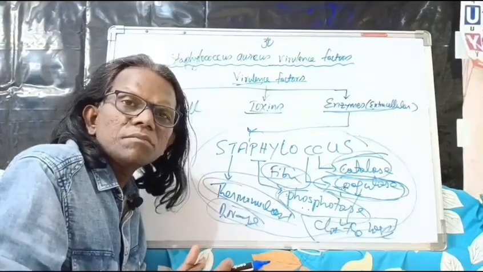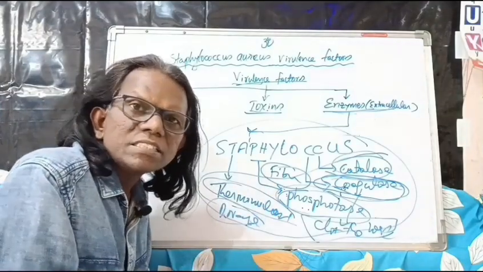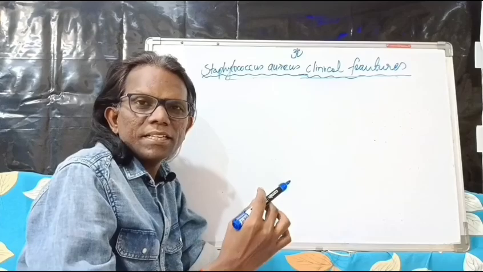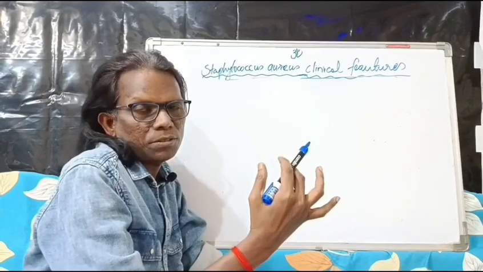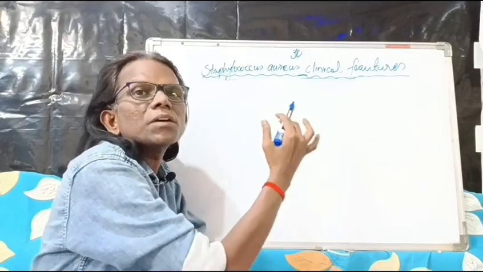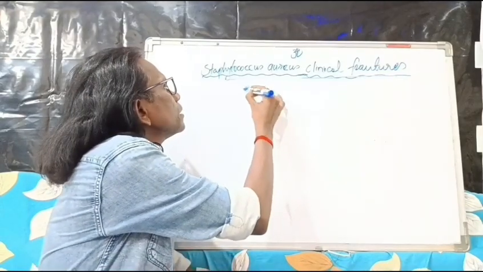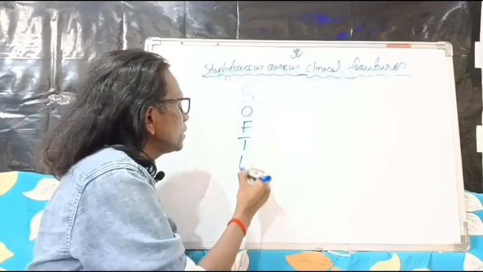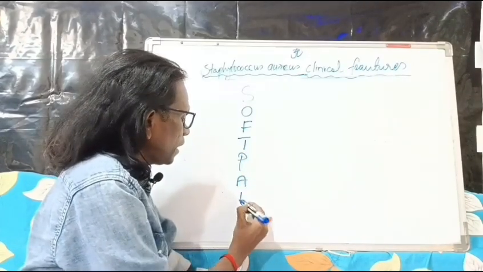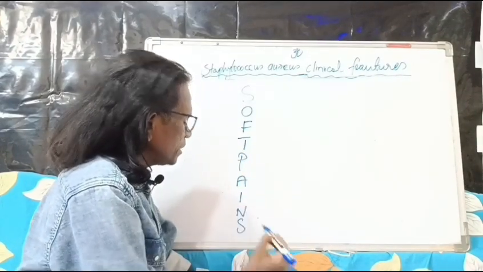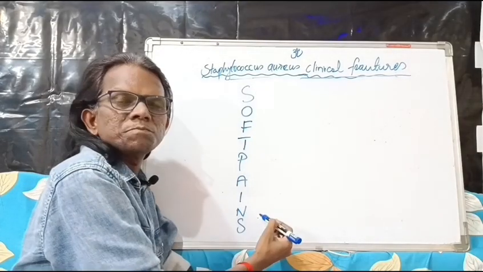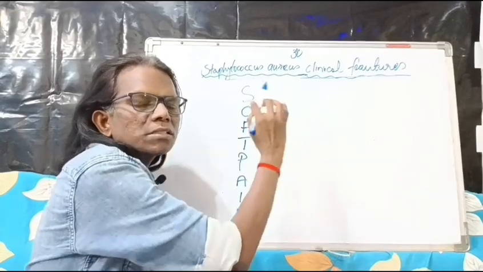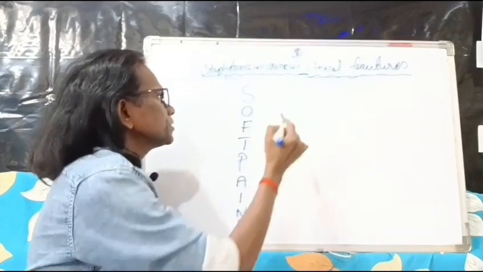And the last point, we will discuss the clinical features of the Staphylococcus aureus. Let us have a look. So for easy understanding, I will use one mnemonic. So the symptoms of the Staphylococcus aureus: S O F T P A I N S. Soft pains. This is the mnemonic for easy understanding of the clinical features or symptoms of the Staphylococcus aureus.